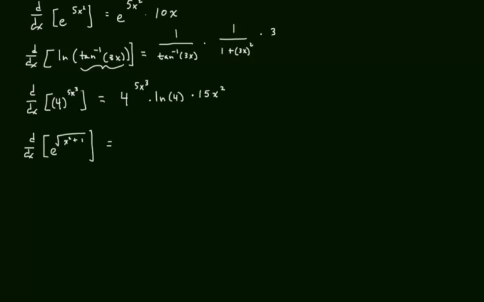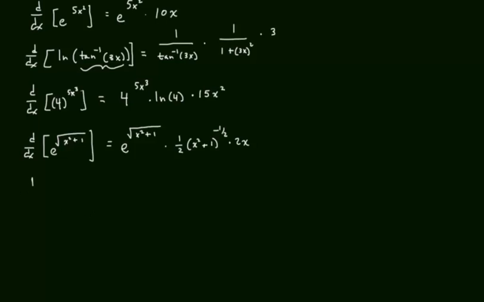Next, derivative of e to the square root of x squared plus 1. It's kind of hard to see that's a squared. E to the radical x squared plus 1. Press pause, do it. E to the stuff. So the derivative is e to the same stuff times the derivative of that stuff, which you should recall, 1/2 this stuff to the negative 1/2 times the derivative of this stuff, times 2x.